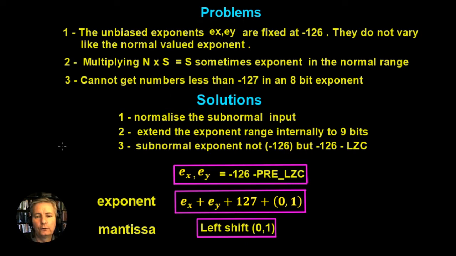Now we've covered two options so far, the normal times the subnormal giving a normal result, and the normal times the normal giving a normal result. Now we've got two other options to look at, and that's whenever we have a subnormal answer. So we're going to look at the normal times subnormal giving a subnormal, and the normal times normal giving a subnormal. But we'll get onto those in the next couple of videos.